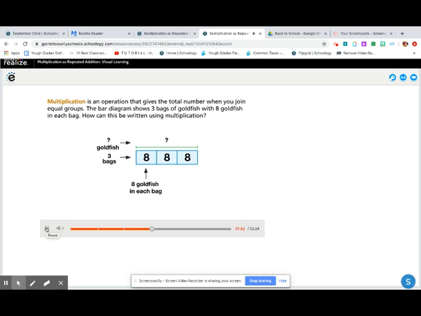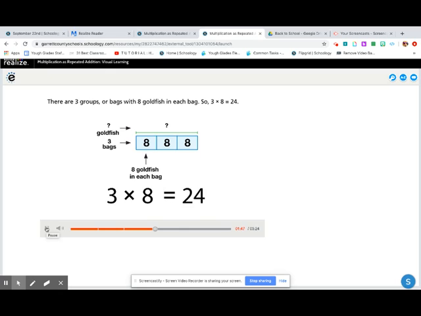How can this be written using multiplication? So, how can we use this bar diagram to represent a multiplication equation? He's going to show us that if we know 8 plus 8 plus 8, we know that we have three groups of 8. 3 groups of 8 is the same as saying 3 times 8. 3 groups, or bags, with 8 goldfish in each bag. So 3 times 8 equals 24.